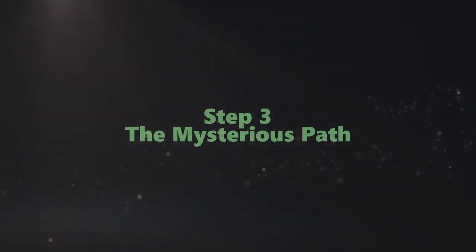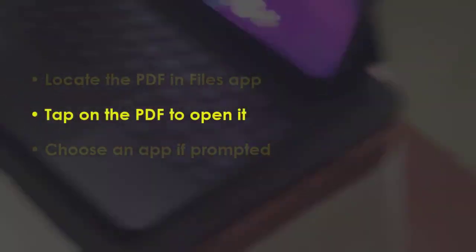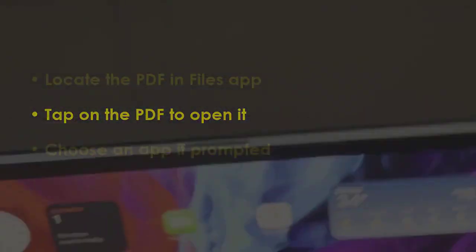In the next step, find the PDF in the Files app. Now tap it to view. After that, pick an app if asked.